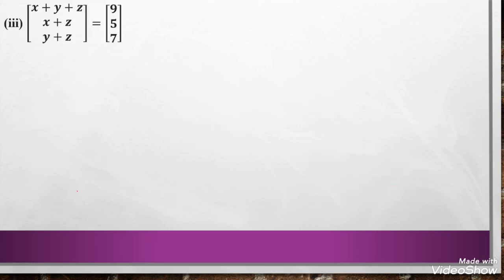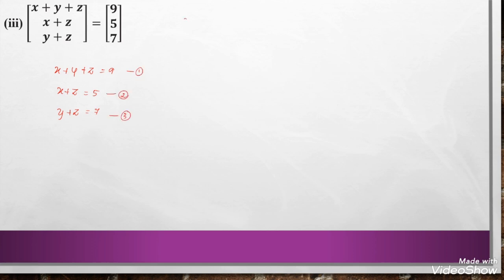Okay. Now there is a last question. First, we have to write the equation x plus y plus z is equal to 9. There is a second equation, x plus z is equal to 5. And there is a third condition, y plus z is equal to 7. We need to calculate the values x, y, z. Now I will take the equations 1, 2, 3.